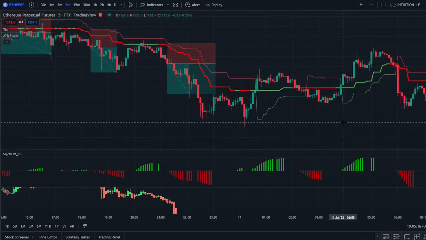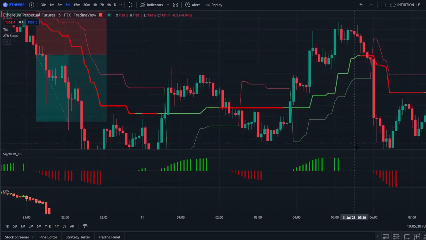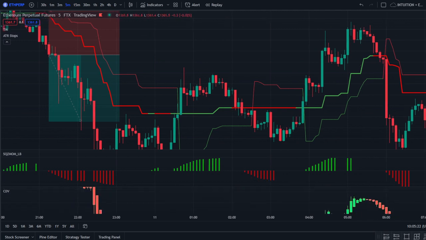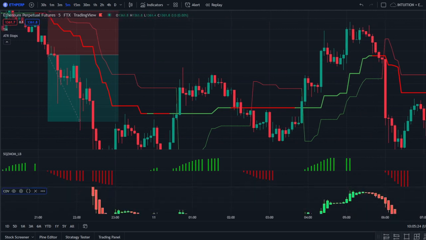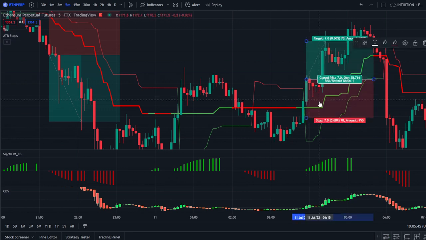So now let me show you how to enter on the long side. So let's zoom in on the cumulative delta volume. So right here we have a change in momentum. We have our break above the trend magic, with the trend magic being green in color. Price is above the trend magic, and we have a green on the squeeze momentum together with a green on the CDV indicator, and we'll go long on that candle.